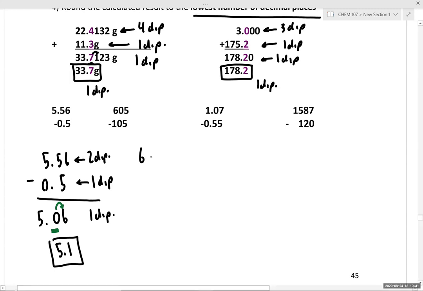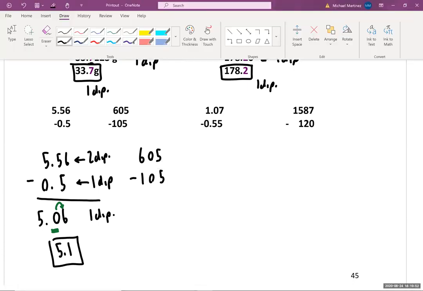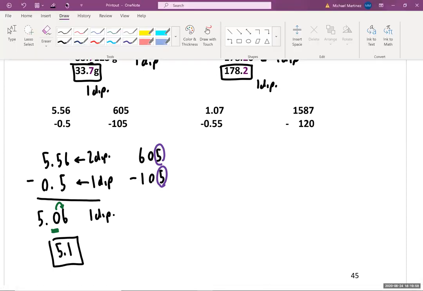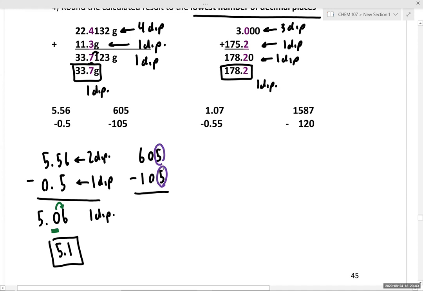Let's do another example. If we have 605 minus 105, both of these numbers do not have a decimal point. So in turn, I'm going to circle my last significant digit. So we're going to round our final answer to the same place as our last significant digit. So we subtract 605 minus 105, and that in turn gives us 500. We can report up to the ones place. So in turn, we write our final answer as 500 dot, making very clear that this ones place is our last reported significant place.